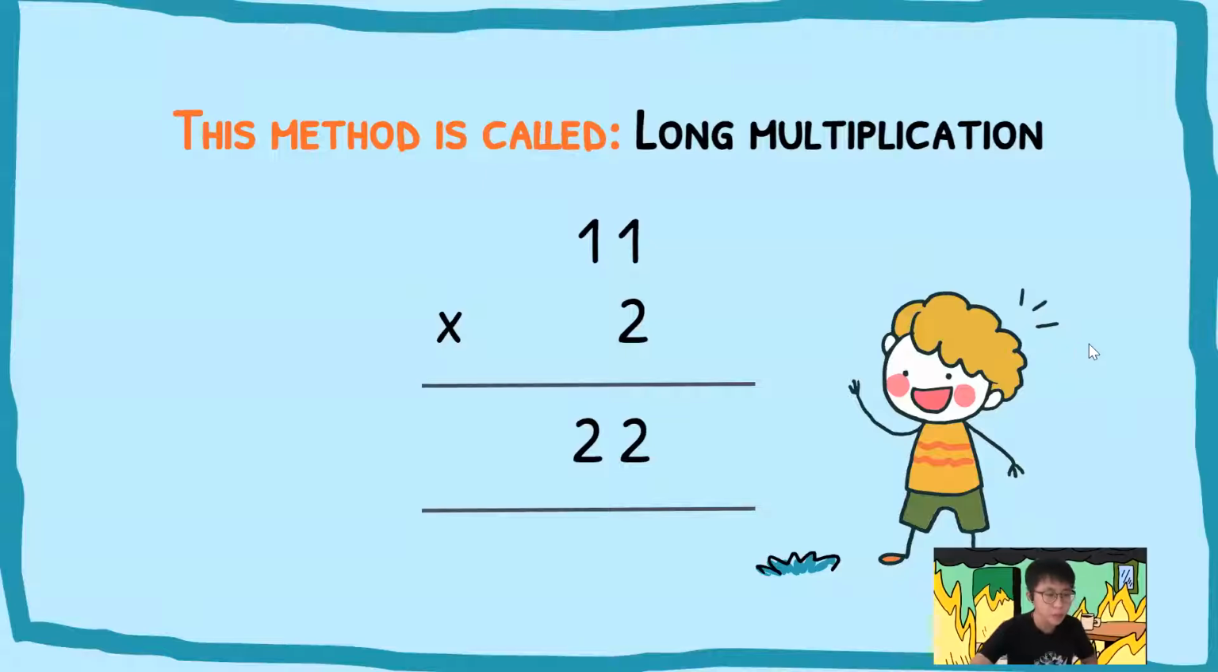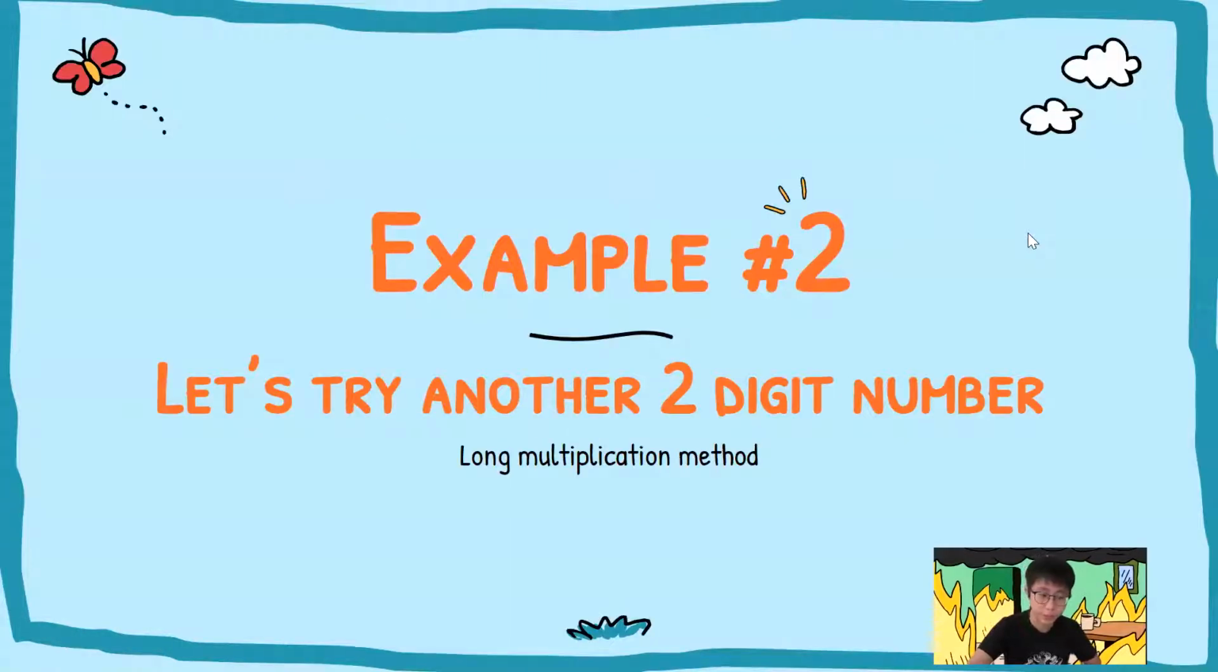Okay. This method is called long multiplication. So what you do is you write the product of the two numbers and you write the cross, which is the multiplication sign, and we draw two lines and make sure that the numbers are in a nice straight line or straight column so that it will not be so messy when you calculate. You will see why later. So let's move on to the next example. Another 2-digit number using the long multiplication method.